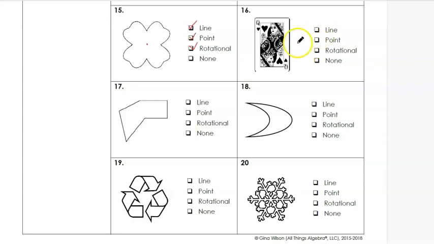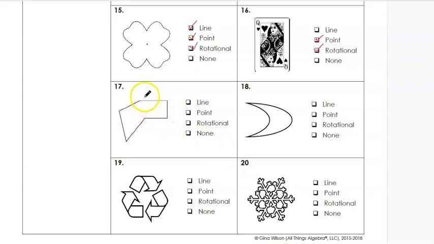Okay, so 16. With a vertical line, I can't fold on a vertical line and make these two sides match up. And that's also not possible with a horizontal line. If I folded on a horizontal line, the top and the bottom sides of the line would not match up. So it doesn't have line symmetry. Point symmetry: if I turn this 180 degrees, just basically flip it over, do we have the same image? And yeah, we do. And then that means we also have rotational symmetry.